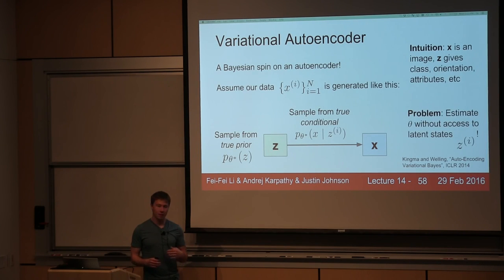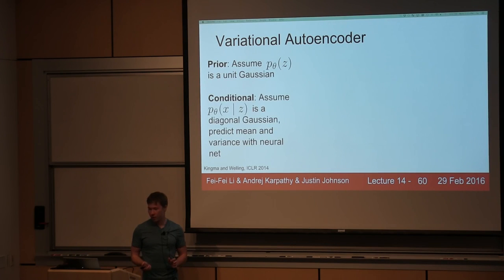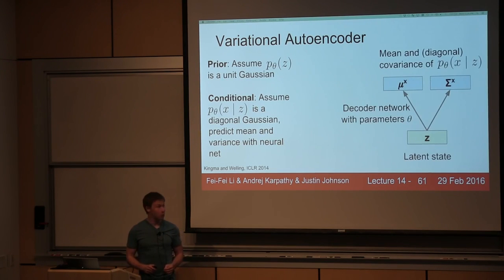So the problem now is that we want to estimate these parameters theta of both the prior and the conditional without actually having access to these latent states Z. And that's a challenging problem. To make it simpler, we're going to do something that you see a lot in Bayesian statistics, and just assume that the prior is Gaussian, because that's easy to handle. The conditional will also be Gaussian, but it's going to be a little bit fancier. We'll assume that it's a Gaussian with diagonal covariance and some mean, but the way that we're going to get those is we're going to compute them with a neural network. So suppose that we had the latent state Z for some piece of data.